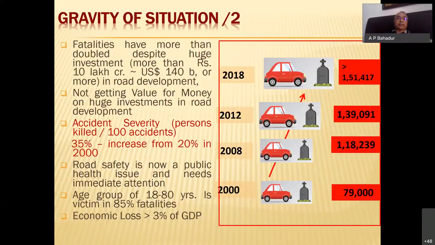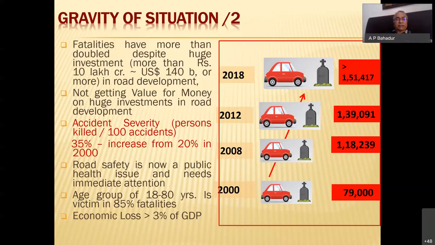Now, as you can see here, in the last two, three decades, we must have spent more than 10 lakh crore of investment on developing our roads, whereas the fatalities have almost doubled. You can see in the year 2000, it was 79,000, and now it is 151. So that means that we are not getting the value for money. Value for money is a term which is now quite common internationally, which basically correlates that the investment made is giving you the return in terms of monetary or other benefits.